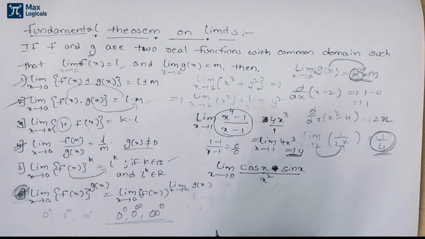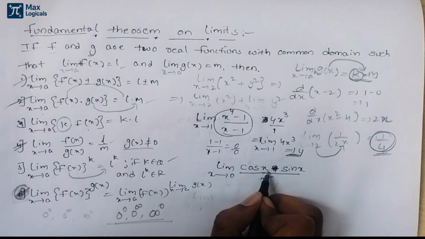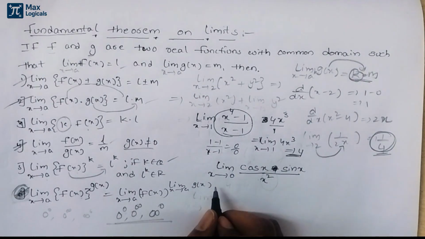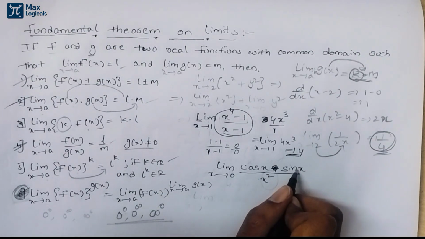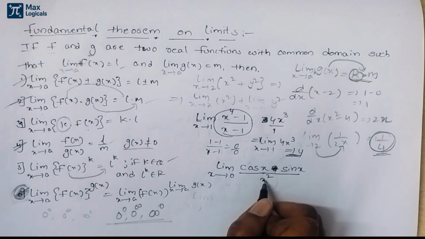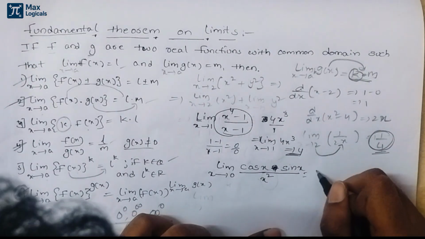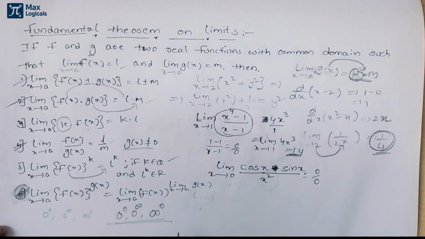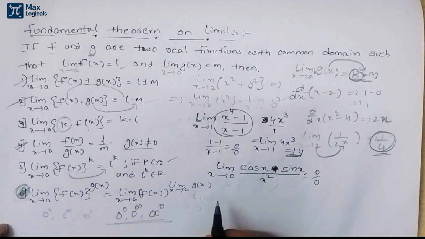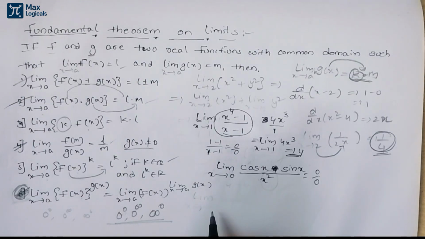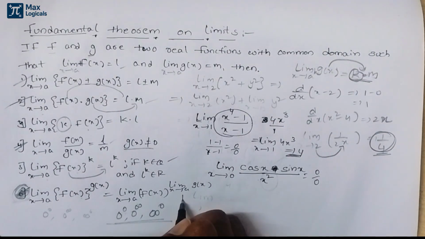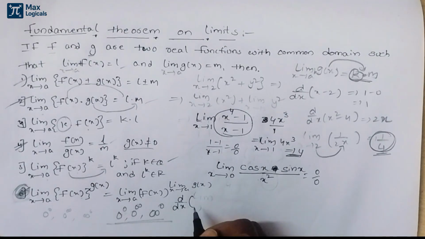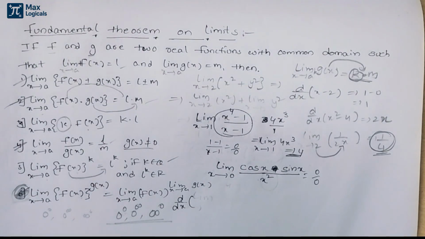Let us discuss one more example, that is the limit as x tends to 0 of cos x sin x by x square. Here cos 0 is 1, sin 0 is 0, so 0 into 1 is 0, and x square is 0, so we have 0 by 0, that is an undetermined form. We have to use the L'Hospital rule to find the limit of that function. First, we do the differentiation with respect to x on numerator and denominator.